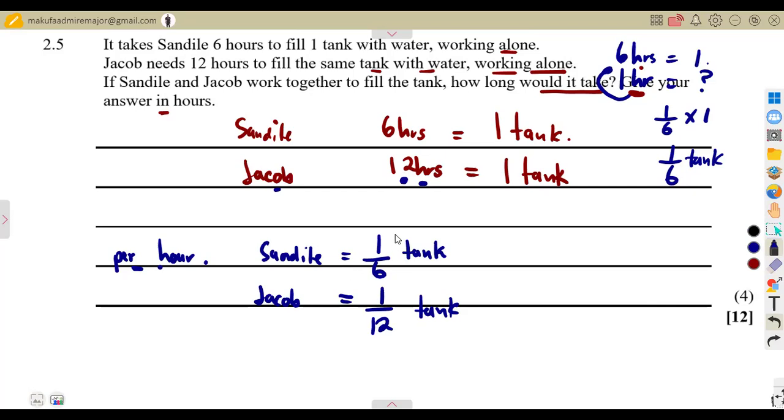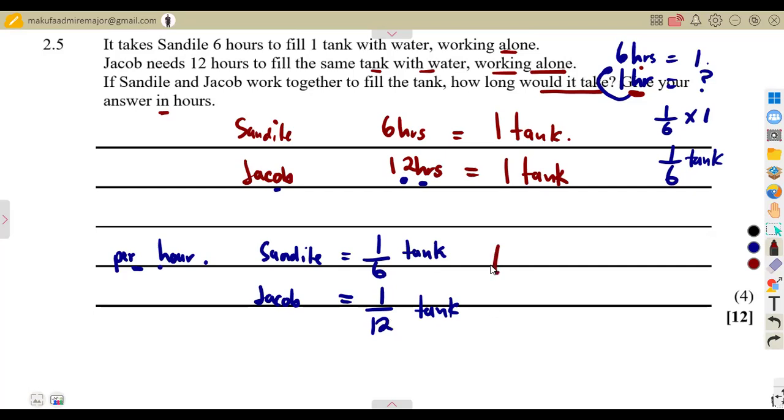So Sandile has filled 1/6 of the tank. Jacob has filled 1/12 of the tank according to his pace. So what is going to be the total together for these two guys per hour? We cannot tell how many parts this tank has, because according to Sandile's pace, the tank has got 6 parts. According to Jacob's pace, the tank is made up of 12 parts.